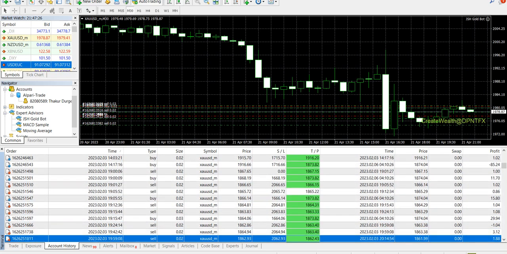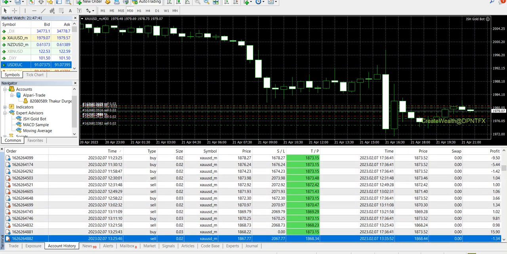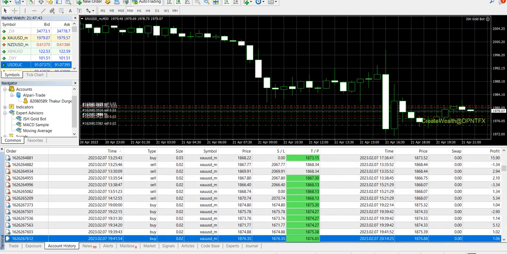Since I am using 10,000, I am using 0.02 lot size at the initial level, and the maximum lot size I set at 0.08. Actually by default it is 0.08 lot size. I would not suggest anyone to trade with more than 0.08 as the maximum lot size, even if you are starting with 0.01 or 0.02.